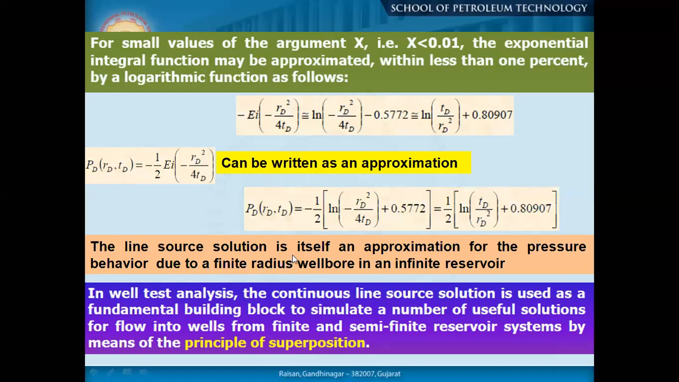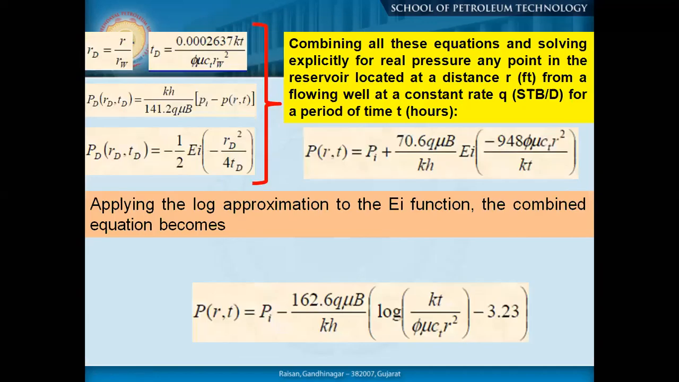This line source solution is itself an approximation for the pressure behavior due to a finite radius wellbore in an infinite reservoir. This is actually higher mathematics, but for your understanding I am trying to give you some idea so that in the subsequent class you will understand the interpretation part better. In well test analysis, the continuous line source solution is used as a fundamental building block to simulate a number of useful solutions for flow into wells from finite and semi-finite reservoir systems by means of the principle of superposition. So by using these formulations, we need to solve our solution.